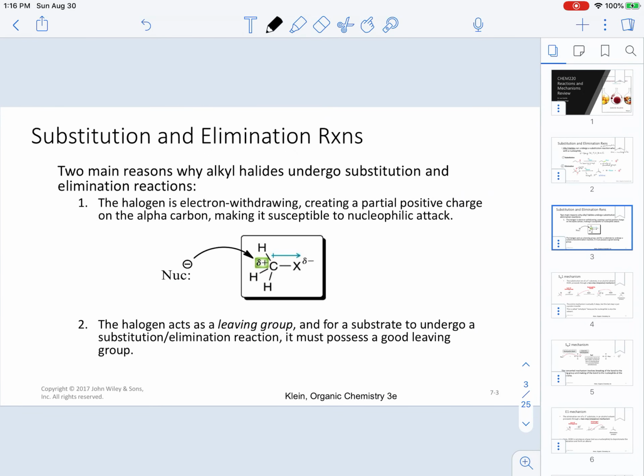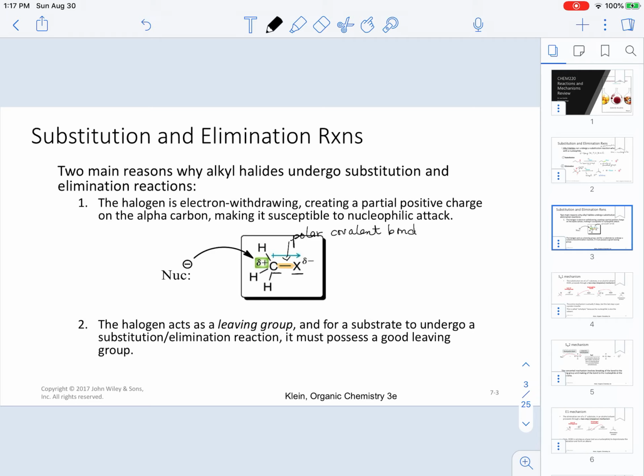There are two main reasons why alkyl halides undergo substitution and elimination reactions. The first one is because the halogen is an electron withdrawing group. Remember, when we look at the electronegativity values between a halogen, which here is in the letter X, and the carbon atom that is bonded to, halogens tend to have a higher electronegativity value. So, what does that mean? That in this case, the bond between carbon and the halogen, that which I highlighted in orange, is going to be a polar covalent bond.